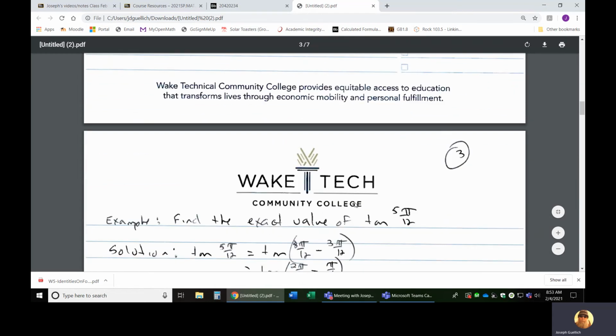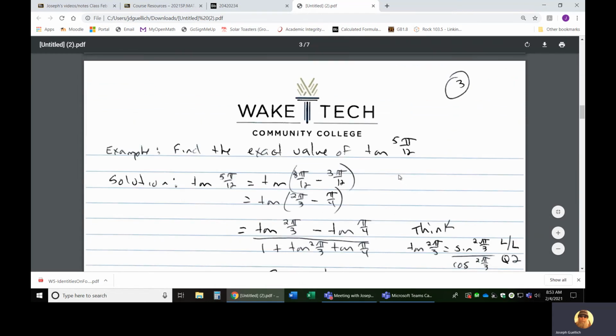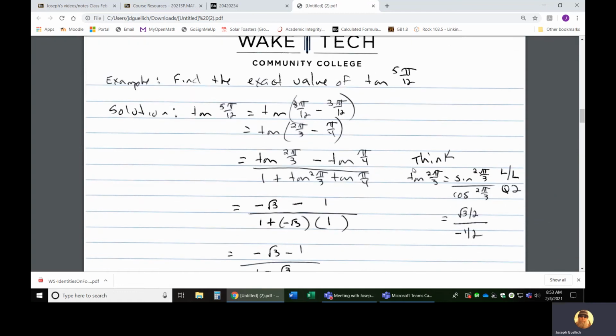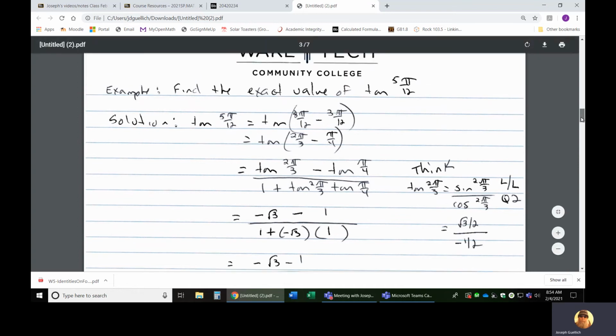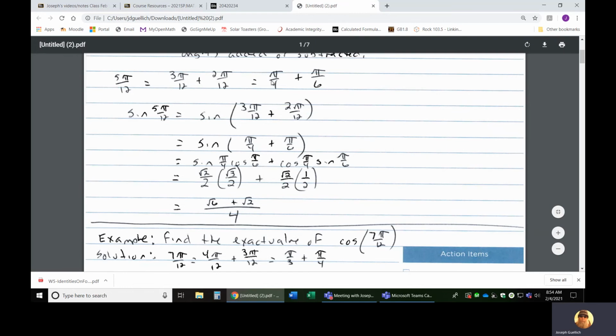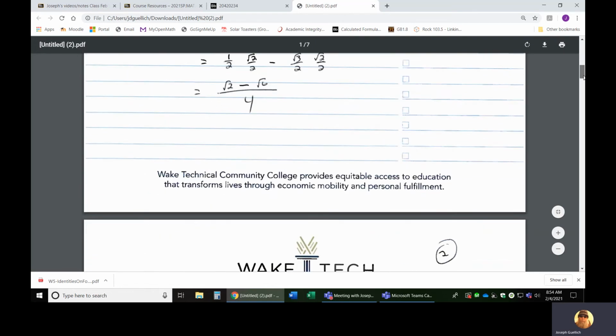All right, let's scroll through these and see. Okay, this is another one. I'm trying to break up the videos. Wasn't sure how I did these. Anyway, so tangent 5 pi over 12. Find the two angles. Now I did 5 pi over 12 in the first example, and you can see I had pi over 4 and pi over 6 were my two angles.